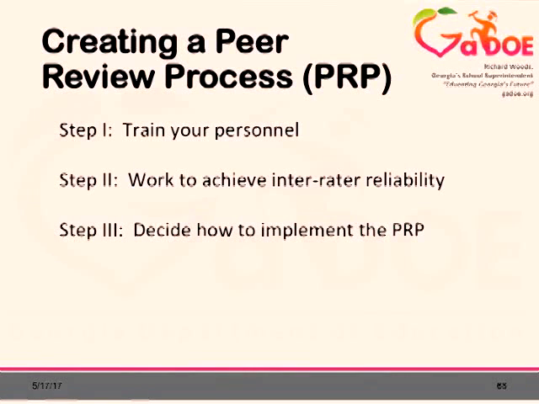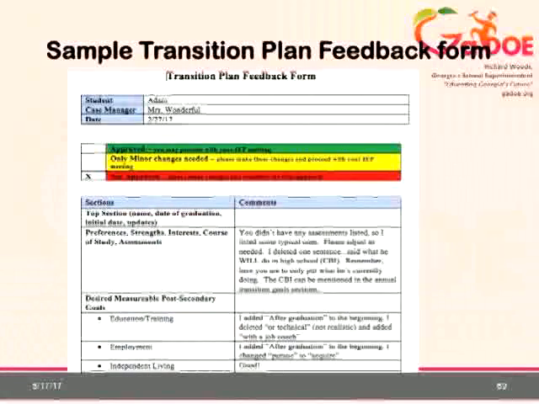Step three, decide how to implement this peer review process and how you're going to do it at your district. Now, this takes different forms depending on the size of your district, how many people you have in your district. I know that sometimes districts are small and the special ed director might check all the plans themselves. In other districts, maybe you've got one person at each school that will spot check plans, and they don't all have to be checked. But there needs to be a way to at least spot check to make sure that teachers are on the right track and they understand what the process is.